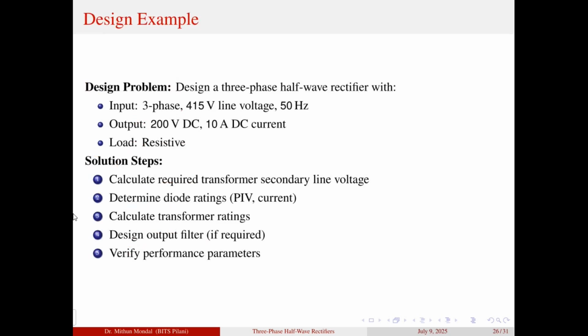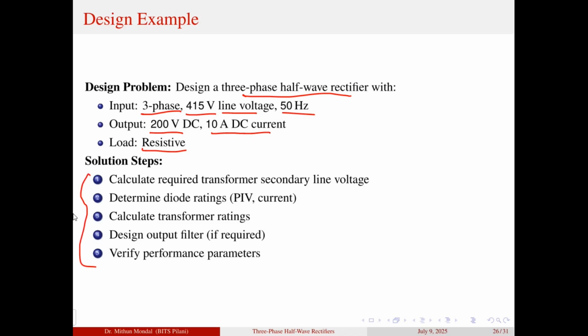Let us take one design example to understand this. Three-phase half-wave rectifier circuit where the input is three phase and the line voltage is 415 volt, frequency is 50 hertz. Output we need to get is 200 volt DC with a current of 10 ampere, and we are assuming that the load is resistive in nature. So what is the solution?